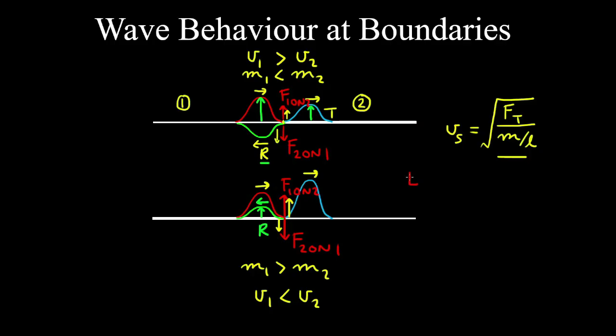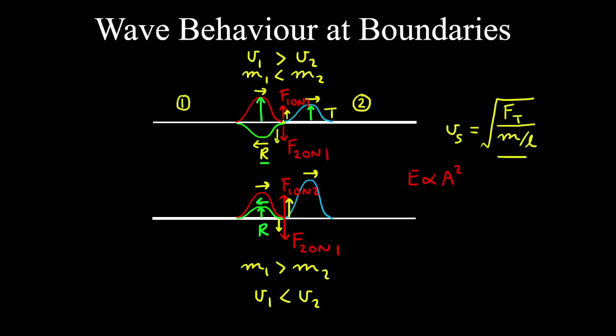So recall the energy of a wave is proportional to the square of the amplitude. So because the transmitted wave has a higher speed, it has a higher kinetic energy, and therefore the reflected amplitude is lower than the incident amplitude. And note that the frequency of the wave does not change when it travels from one medium to another.